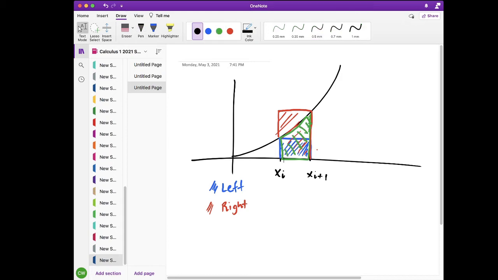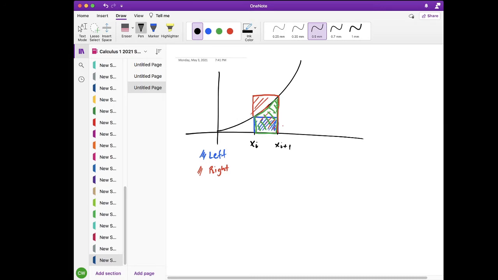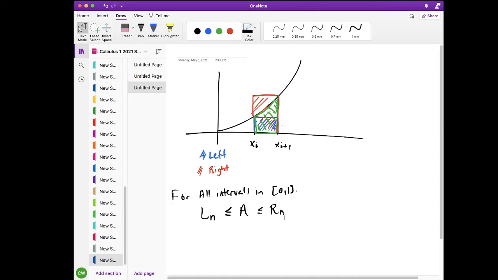Okay, would you agree that for all intervals, we're going to establish this later, but for right now we can just look at the picture. For all intervals in [0, 1], the left approximation of the interval is always in between the actual area and the right approximation. Do you get that the right is bigger in area than the actual, and the left is smaller in area than the actual? Would you agree with that?